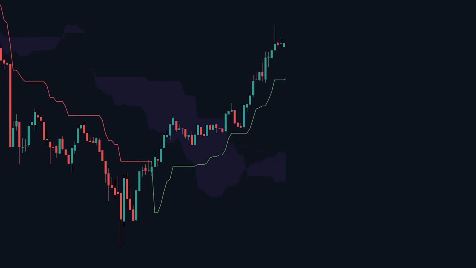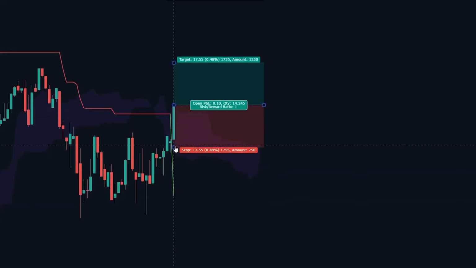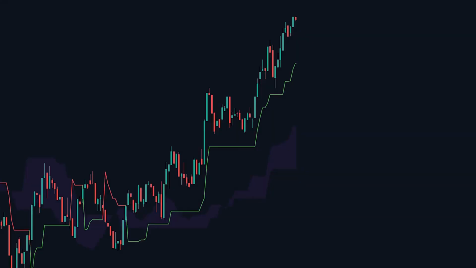Here's a short example. The Supertrend line is red. We don't enter until the price goes below the Kumo cloud. Once it does, we enter the trade. For exit strategies, you can again do the 1.5 profit ratio, or you can exit the trade once the price goes inside the Kumo cloud.